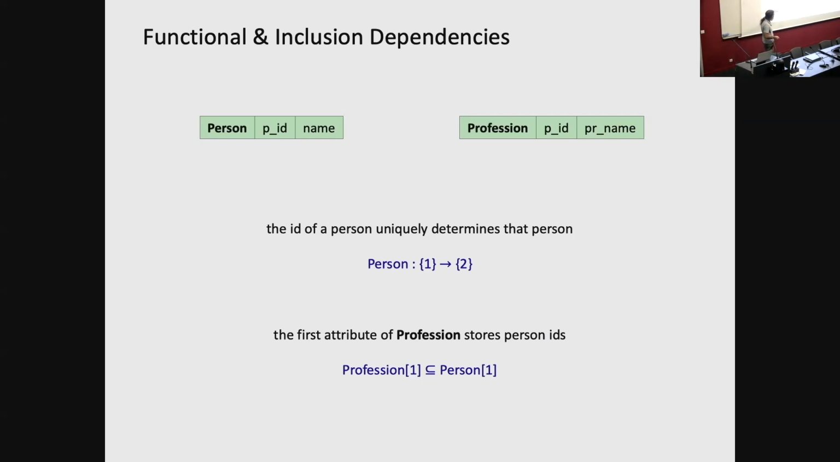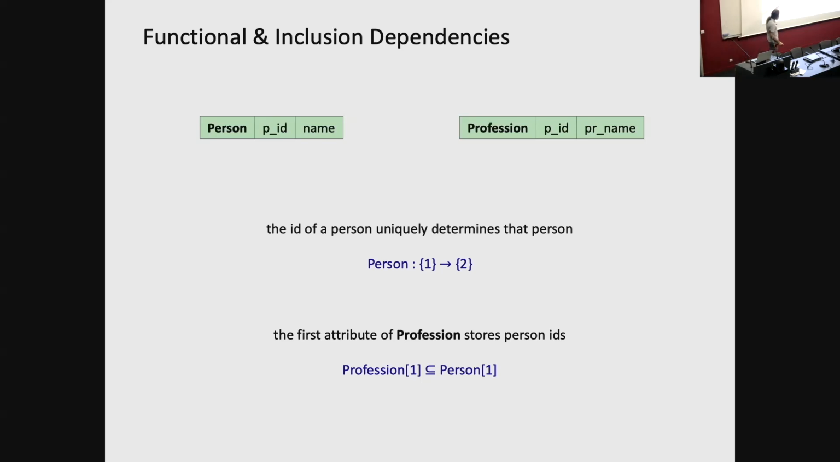So here we are simply saying that, you can read it in this way, the set of values that appear in the first attribute of the profession relation should be a subset of the set of values that appear in the first attribute of person, right? Which means that there is no way to store a value in the first attribute of this profession relation which is not the ID of a person, right?